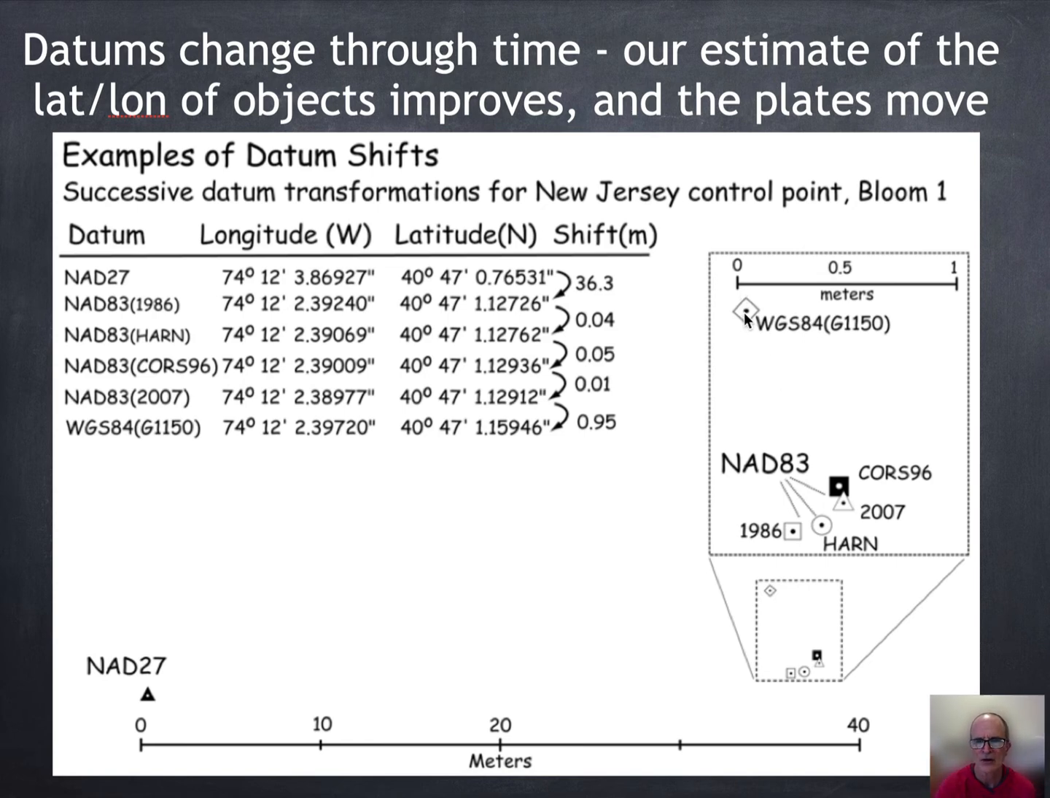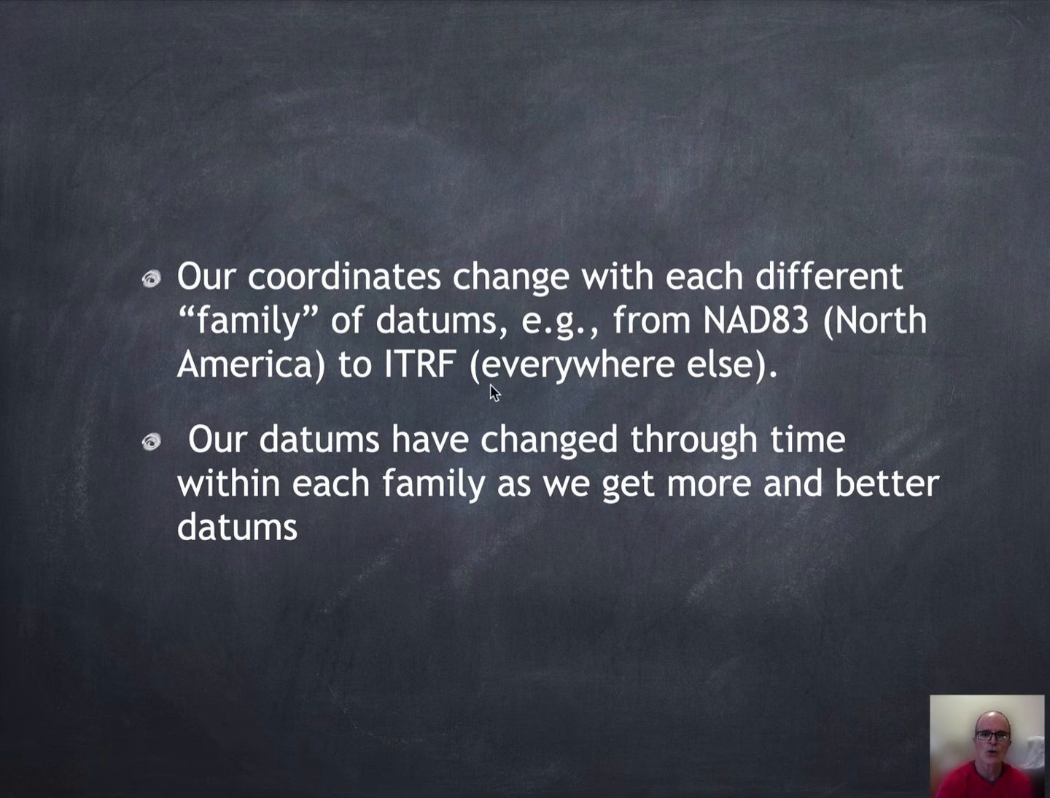It's not going to fall. This point should be down here on one of these if I use the correct datum. And so I have to calculate the difference between them, right? So our coordinates change with each different family of datums, from NAD83 to ITRF. And our coordinates change with each update of a datum. If I get a new ITRF, it's going to change because I've measured more points better.